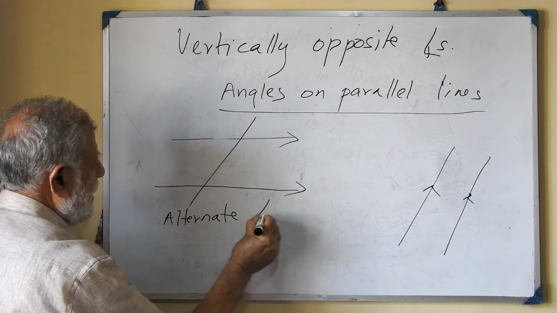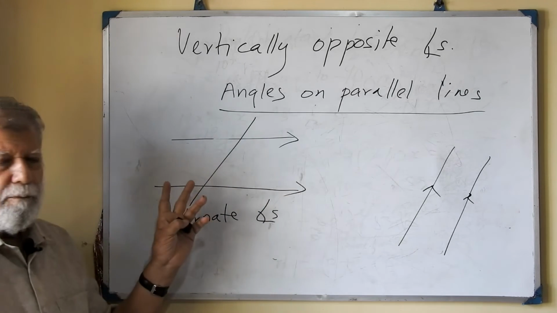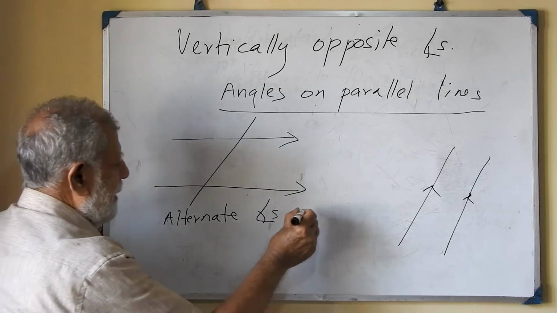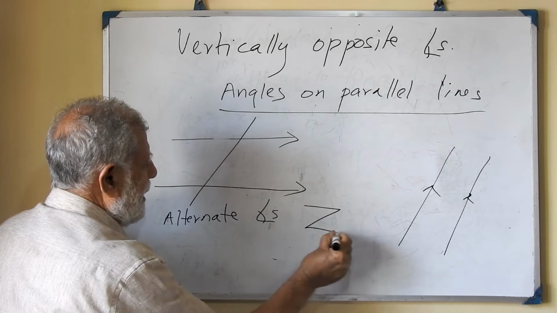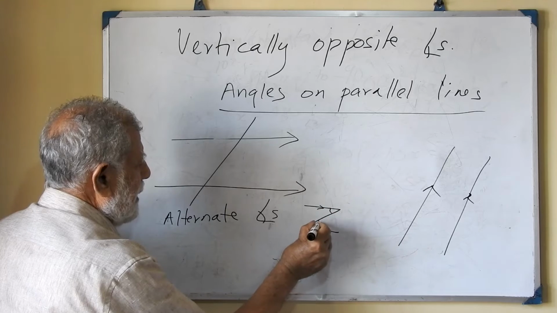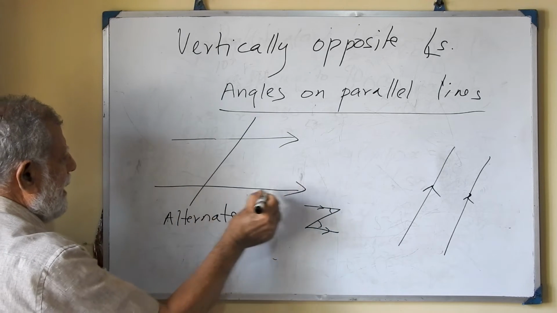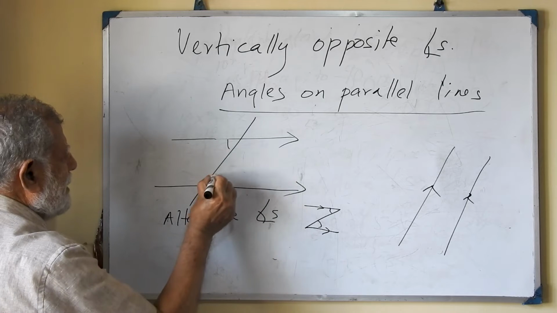Alternate angles. We mark angles like this. Alternate angles come on either side, with the letter Z. Now these are two parallel lines. These two angles are called alternate angles. Can you see in this figure, you will notice that these form a Z here. So these are alternate angles.